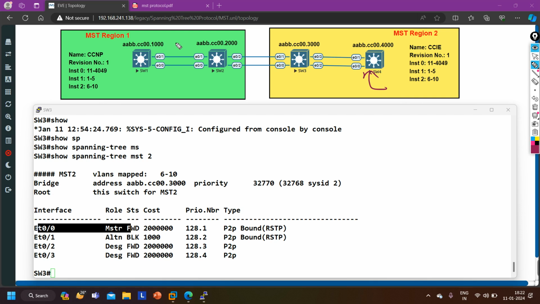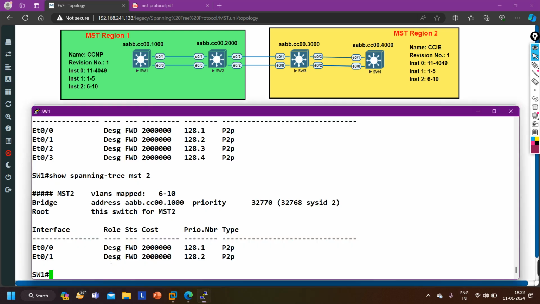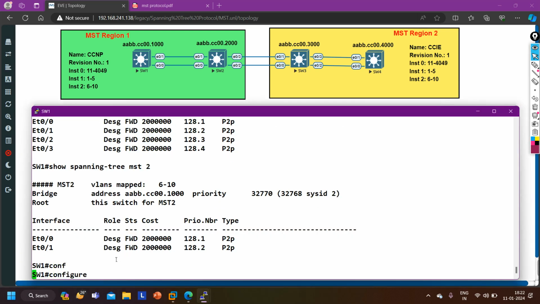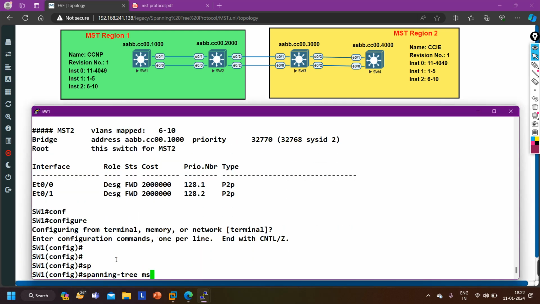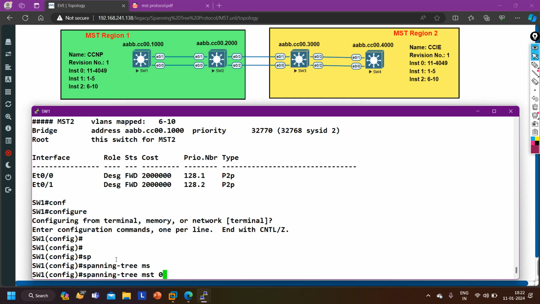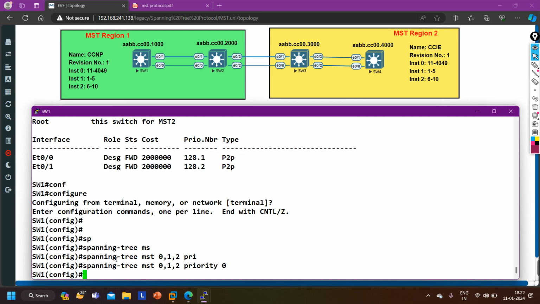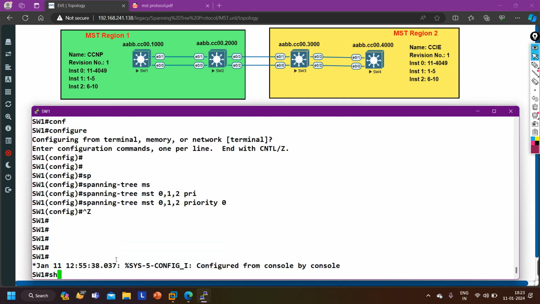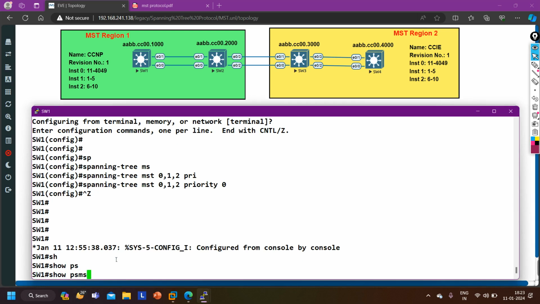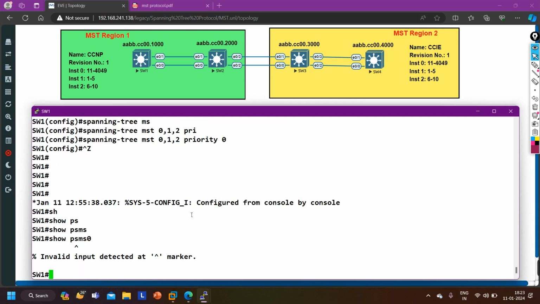inter-regional root bridge, because on switch number 1 we have priority what? 32768. So first I am going to set priority 0 on switch number 1. On switch number 1 I am going to set priority 0 here. Spanning-tree MST 0, MST 1, MST 2. For all instances I am going to set priority 0 here.